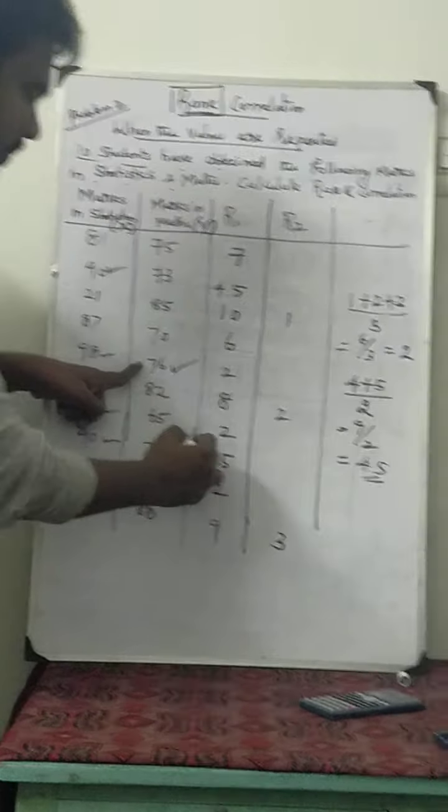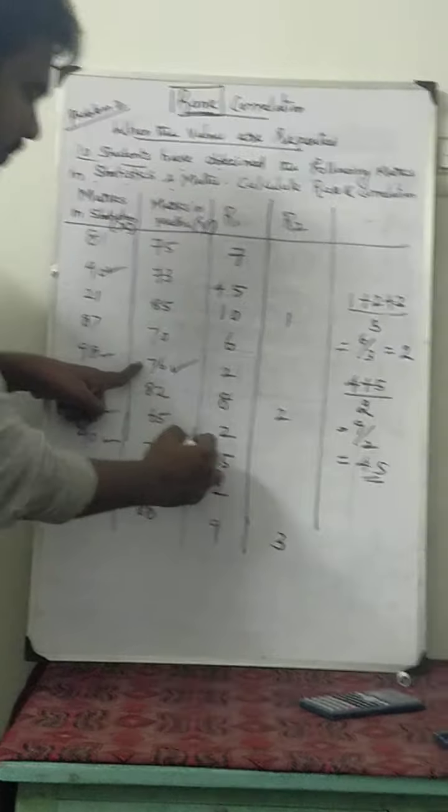The next rank we have to assign is 4th rank for 76, but it is repeated 2 times. Two times means 4th rank plus 5th rank divided by the number of times repeated, 2. Now 9 divided by 2 we will get 4.5. So the rank for 76 is 4.5.